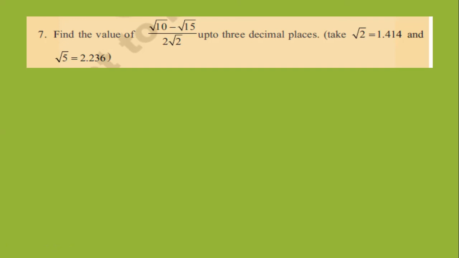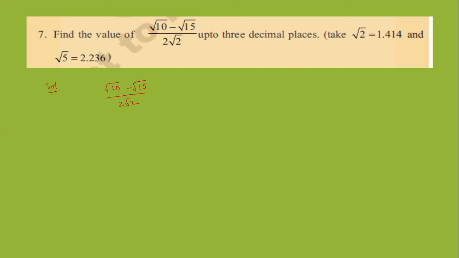Now, seventh one. What is the seventh question? Find the value of root 10 minus root 15 by 2 root 2 up to 3 decimal places. Take root 2 is equal to 1.414 and root 5 is equal to 2.236. That means here two values are given. What is the problem here given? Root 10 minus root 15 by 2 root 2 up to 3 decimal places.